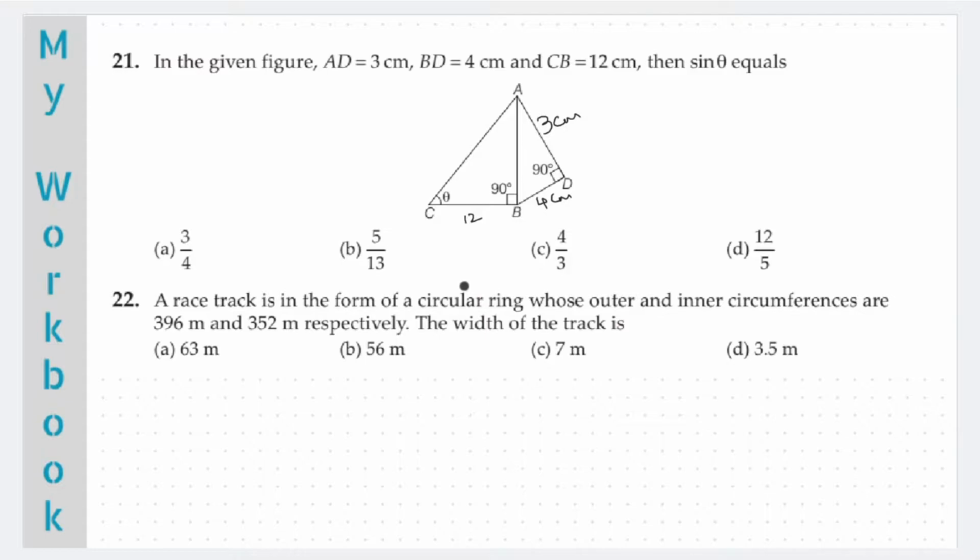Question number 22. A race track is in the form of a circular ring whose outer and inner circumferences are 396 meter and 352 meter respectively. The width of the track is. So like we did in the previous video, kindly pause the video, solve the two sums and keep your answers ready.